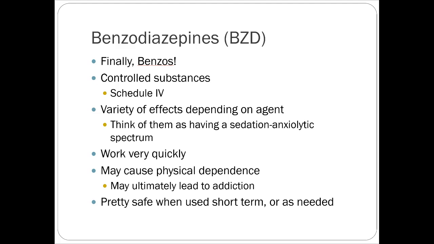Benzos have a spectrum of activity depending on what agent you're talking about. Some of them are much more sedating and don't really have much of a role in anxiety, and other ones might have a minimal sedative component but a bigger anxiolytic component. When we talk about these, it's important to remember those subtle differences, and I'll point them out here. The medications work really quickly, whether you give it oral, and a lot of them come IV or IM too, which can of course work quite quickly. An oral onset is usually pretty fast too.